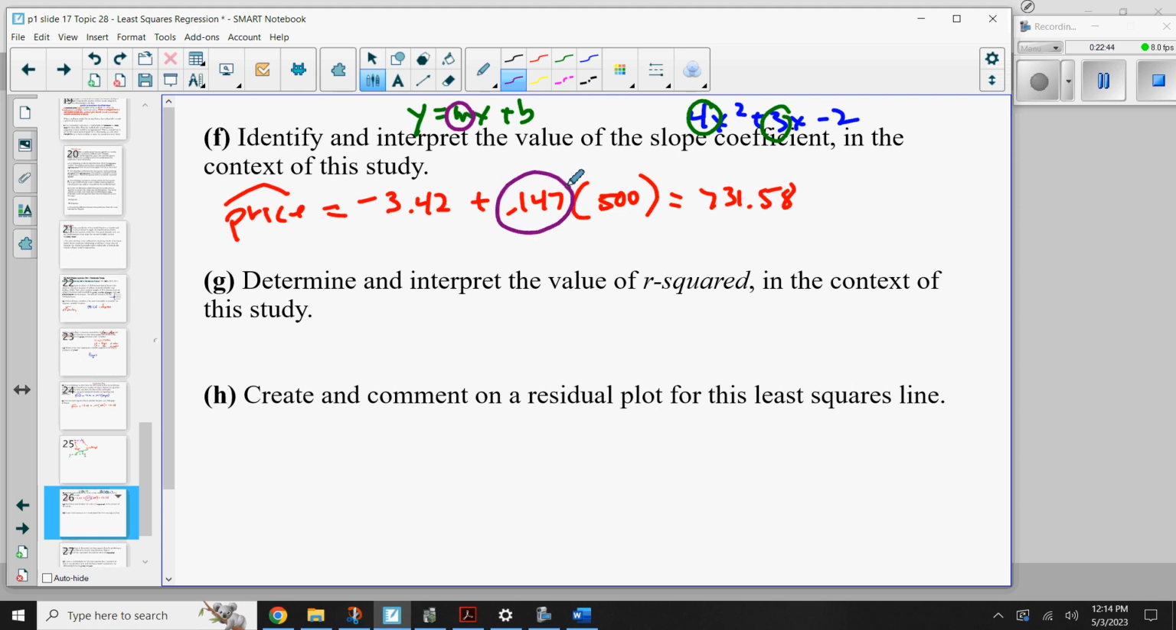And what that is saying is that for every change in my input variable of pages, my predicted price, my y variable, is going to change by 0.147.